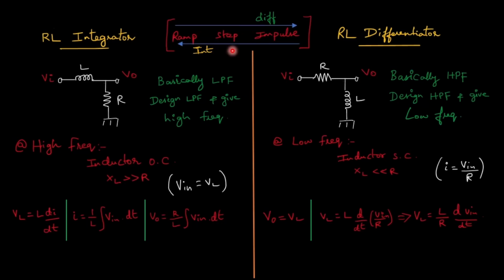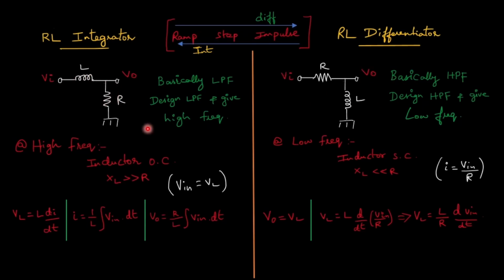So basically, integration and differentiation here means that if I give a step input, I would get the impulse if I differentiate it, and I would get a ramp if I integrate it. So let's try to design one. For the integrator part, we have to design a low pass filter and give a high frequency as input to it. And for the differentiator, we have to design a high pass filter and give a low frequency. Here this is the circuit for the RL low pass filter and this is the circuit for the RL high pass filter.